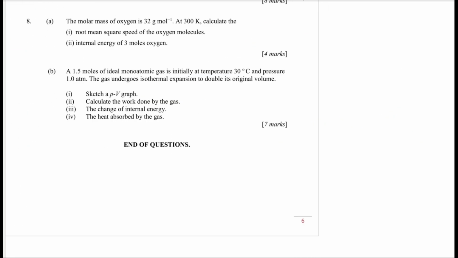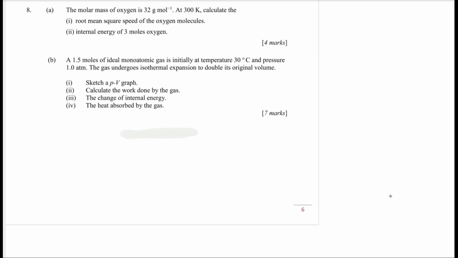Okay, the last one, question number 8. The molar mass of oxygen. So we try to take out all the information given. For A, we have the molar mass of the oxygen. I will convert to kg per mole, 0.032 kg per mole. And then the temperature is 300 Kelvin. So, calculate the root mean square speed of the oxygen.